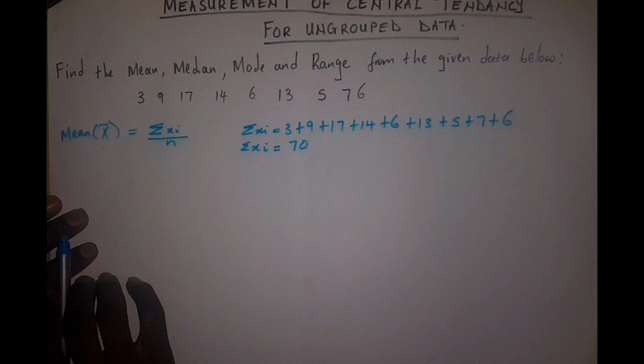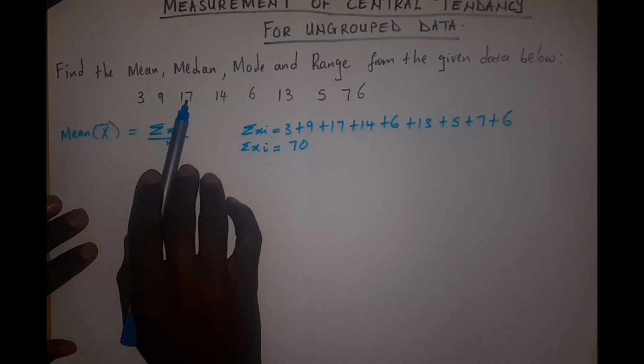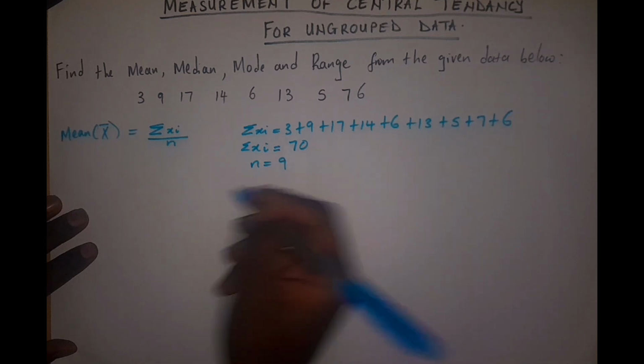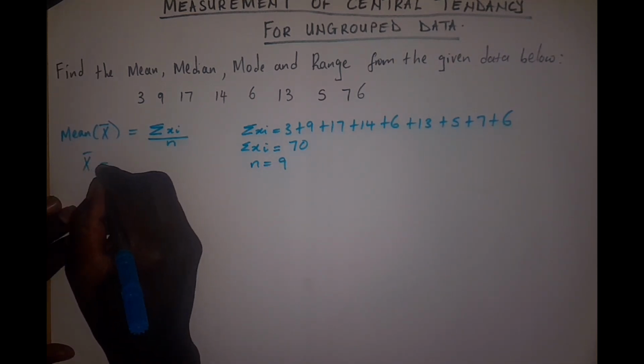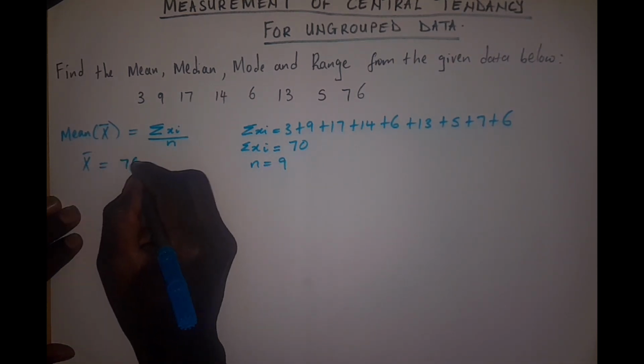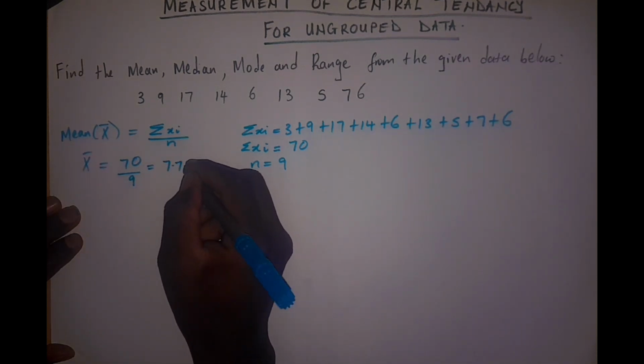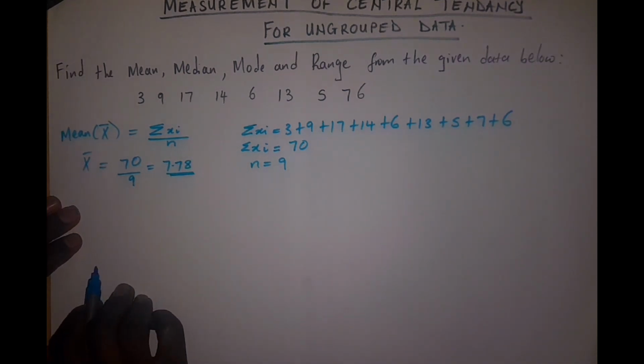And then the total number of the observations is 1, 2, 3, 4, 5, 6, 7, 8, 9. So n is equal to 9. Therefore, our mean is equal to 70 over 9, and our answer is 7.78. So this is the mean for ungrouped data.